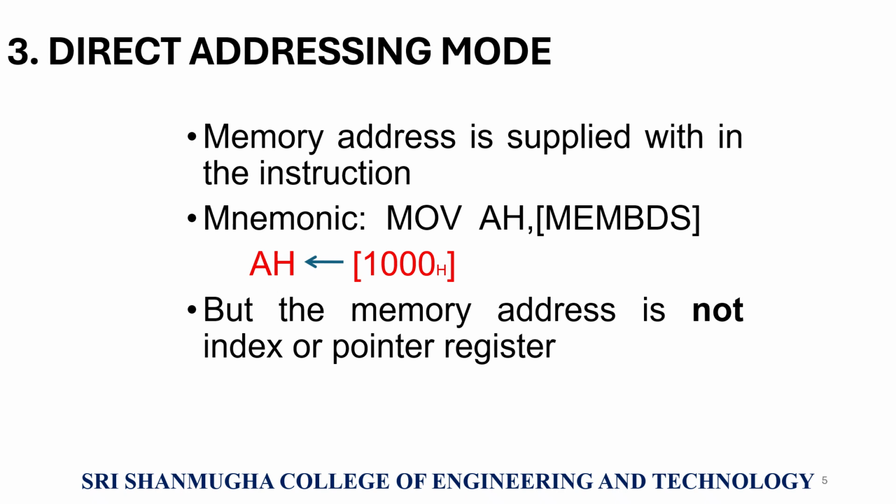Clear? Here the mnemonic is MOV AH, memory address. An example, MOV AH, [1000]. So 1000 is the offset address where the data is present. Actually the data will be present in the data segment. As you all know, we have 4 different memory segments: data segment, code segment, stack segment, as well as extra segment. Normally we store data in the data segment and extra segment. In general operations, the data will be taken from the data segment. Here the 1000 represents the offset address from the base address of the data segment where the data is stored.